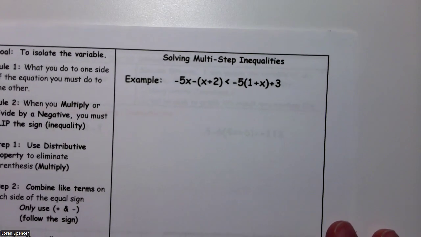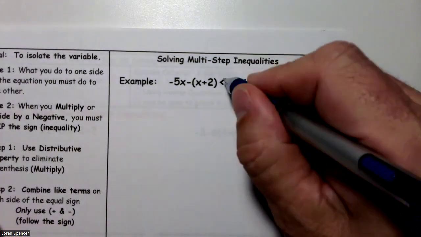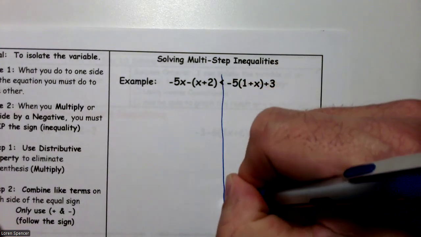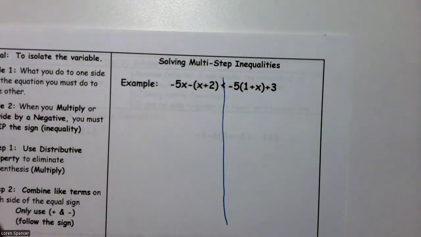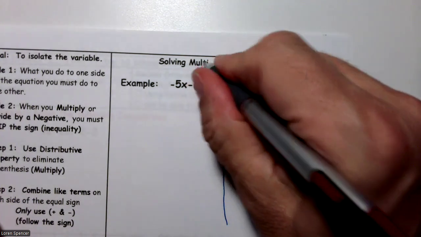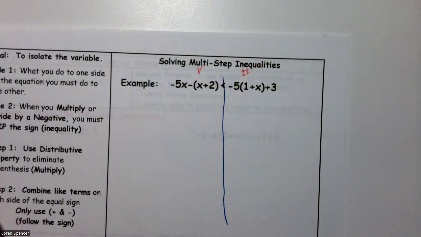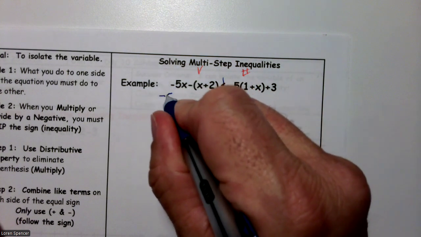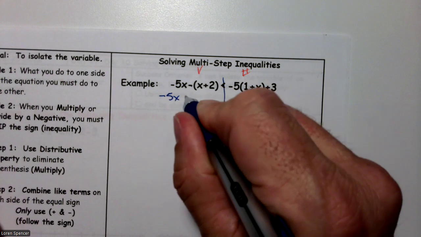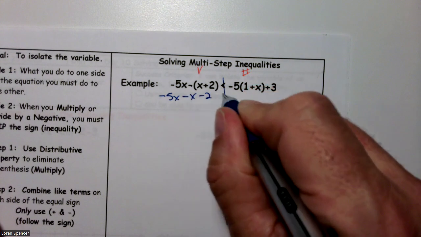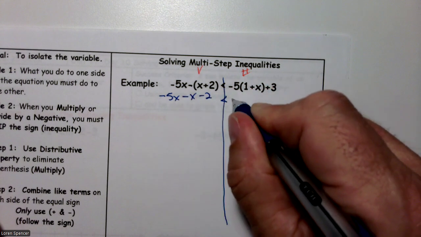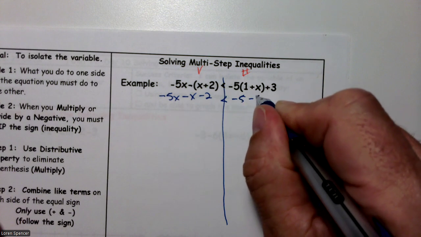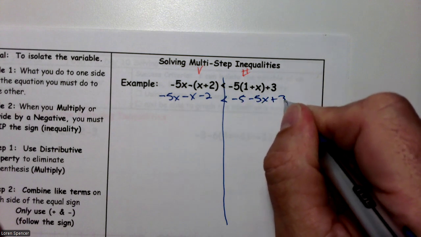All right, we have two more problems for this lesson. So we always want the variables on the left-hand side, numbers on the right, and in this case, we do have distributive properties. So we have negative 5x. This negative makes this a minus x and a minus 2. This makes this a negative 5 minus 5x plus 3.